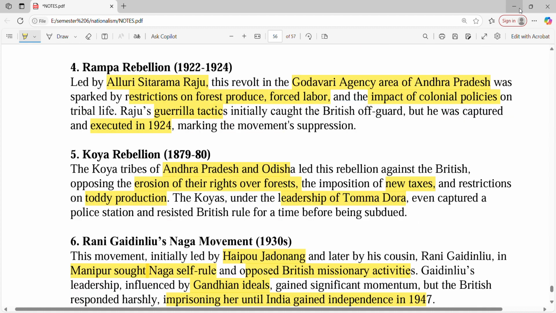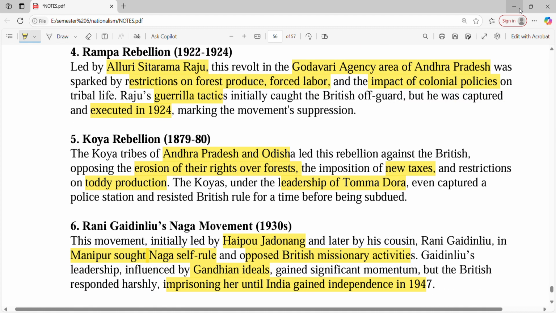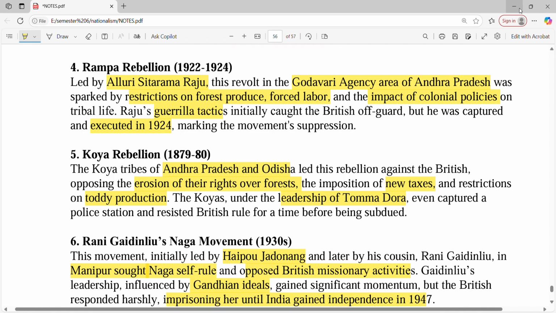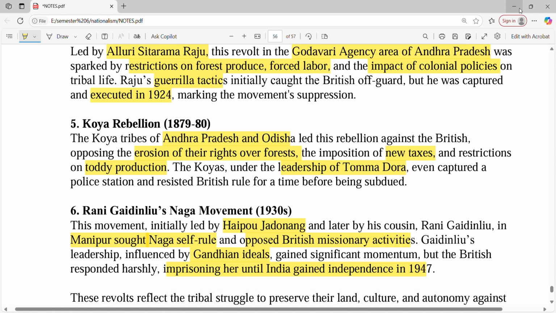Okay. Next is Rani Gaidinliu's Naga movement. This is in the Zeliangrong territory of Manipur. Initially led by Haipou Jadonang, after his execution his cousin became the leader. Okay. There is Rani Gaidinliu. Her name was Gaidinliu, and it was Nehru who visited her and honored her with the title Rani.